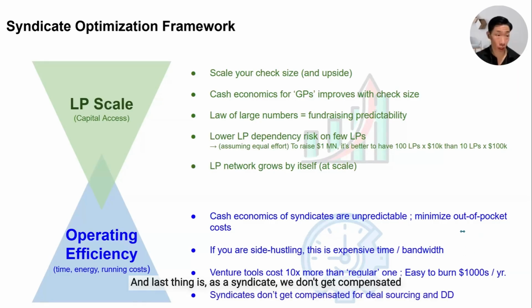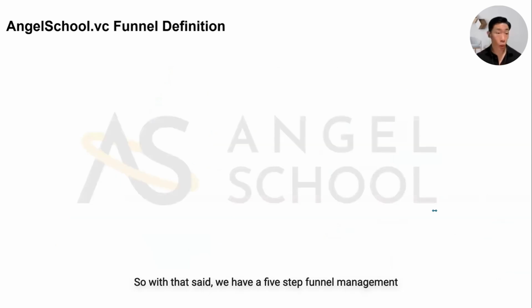And last thing is, as a syndicate, we don't get compensated for a lot of things we do on the back end, the deal sourcing, the DD, on all the deals that we don't get done. Okay, so for all of these reasons, we think about scale and also efficiency. So with that said, we have a 5-step funnel management process for managing our syndicate and to measure success. We're taking a concept from sales management and applying it to the syndicate vehicle, because every deal that we do is effectively selling a fundraise. So it's a pretty appropriate analogy.